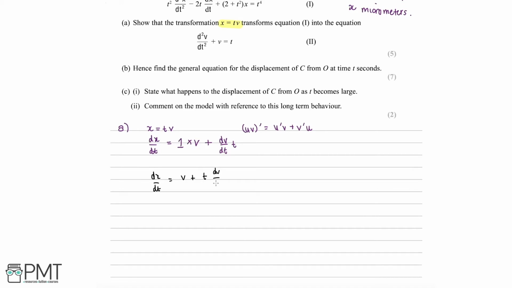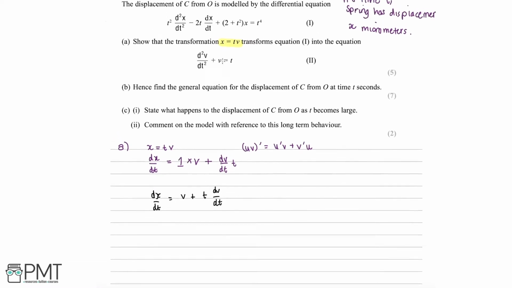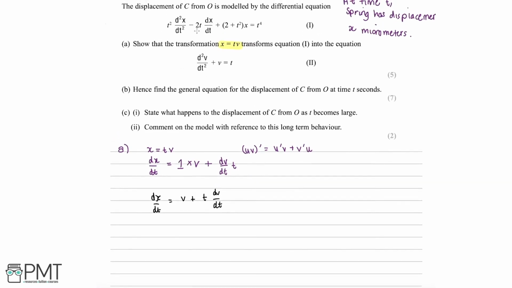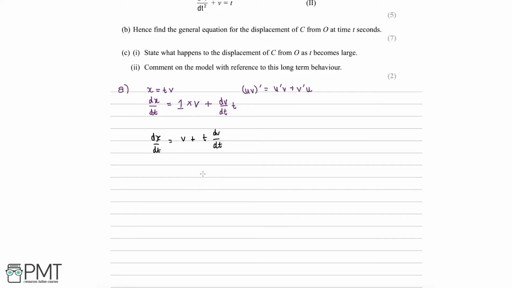Now we can simplify this a bit to give you dx by dt is equal to v plus t multiplied by dv by dt. Now we have dx by dt, but what we want to find as well is the second derivative of x with respect to t. So in order to find the second derivative of x with respect to t, we need to differentiate dx by dt once again. So the second derivative of x with respect to t, well, if we differentiate v with respect to t, we get dv by dt once again.